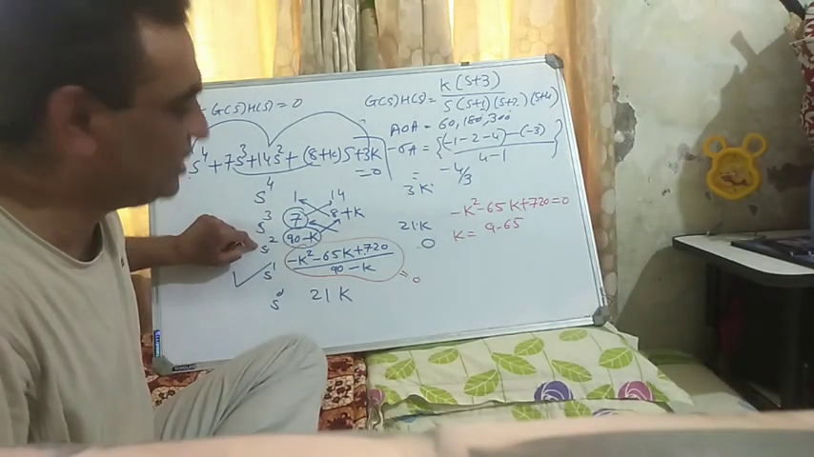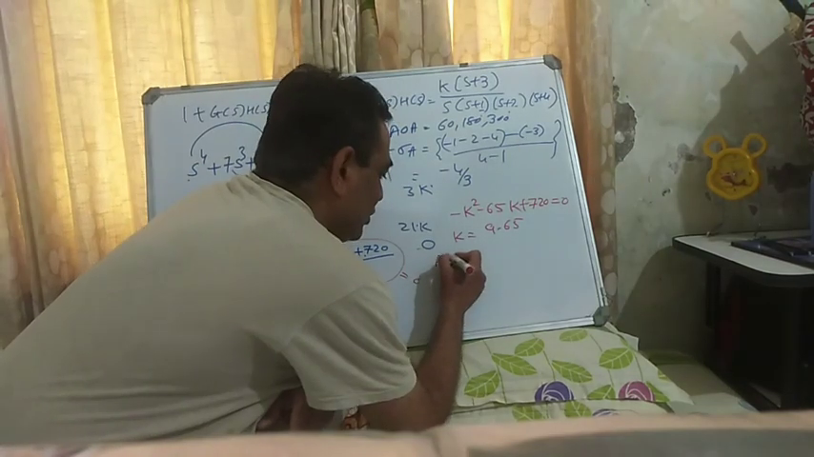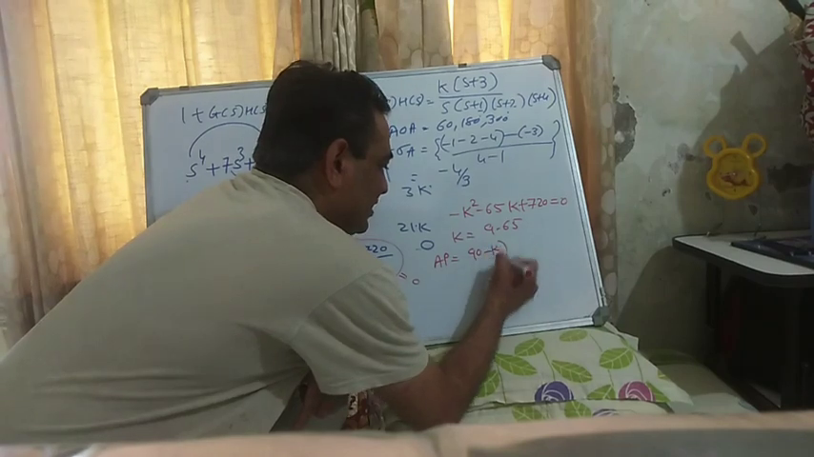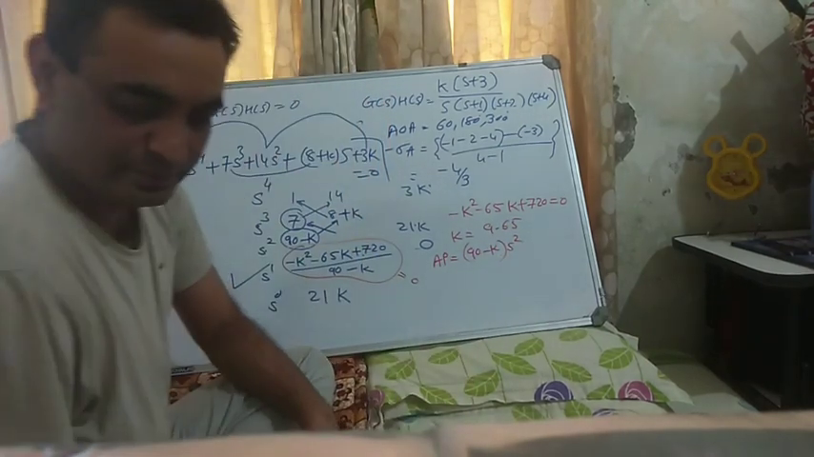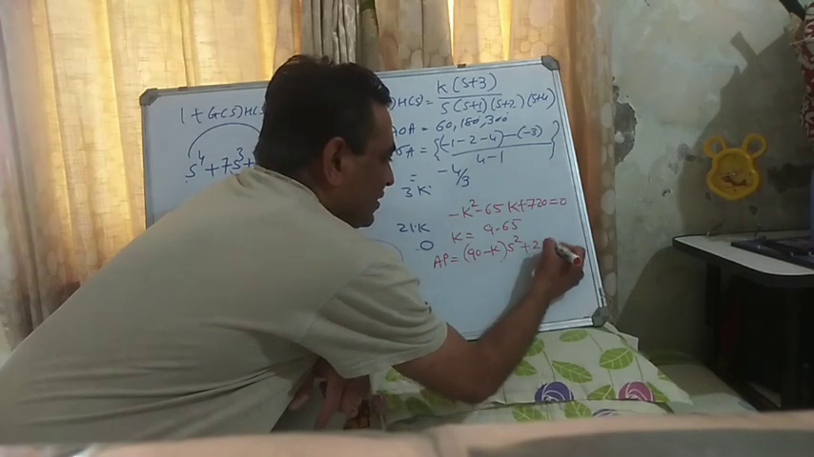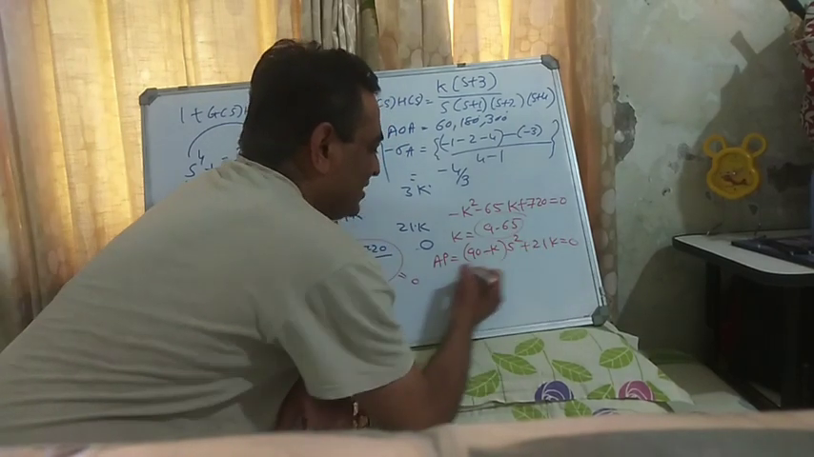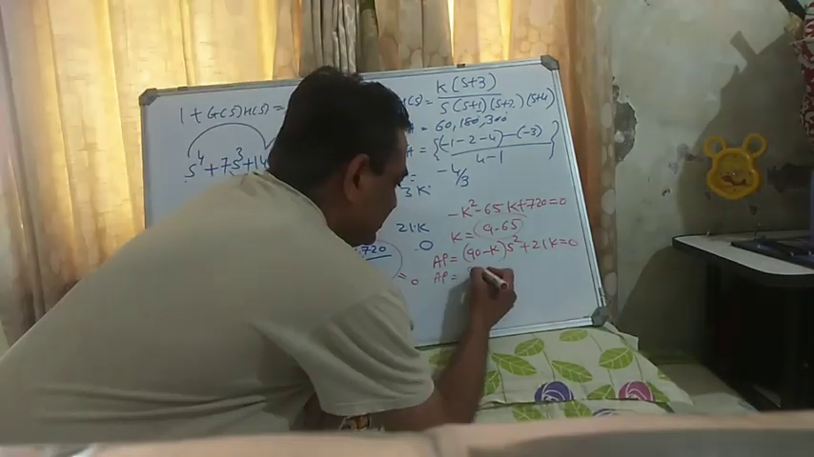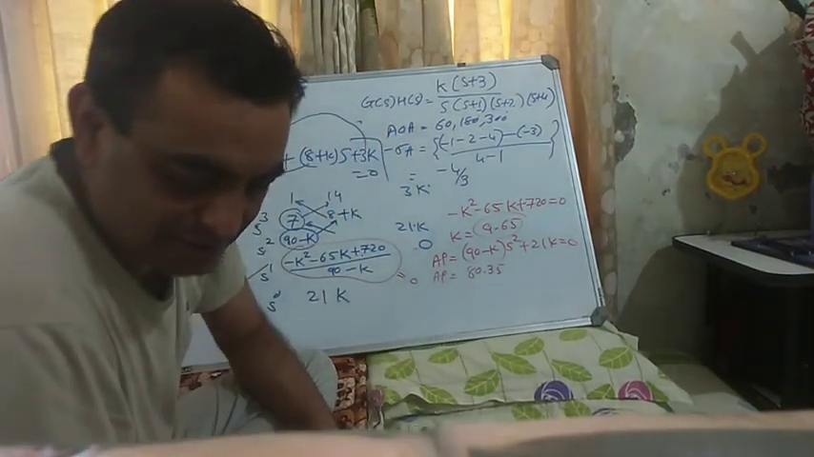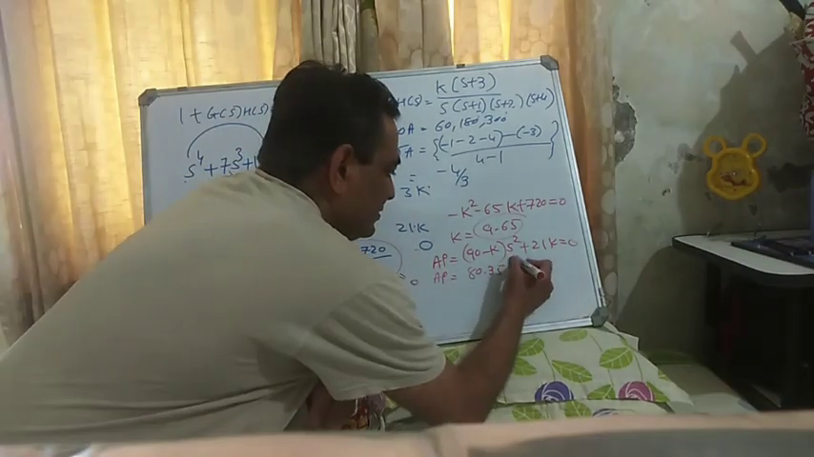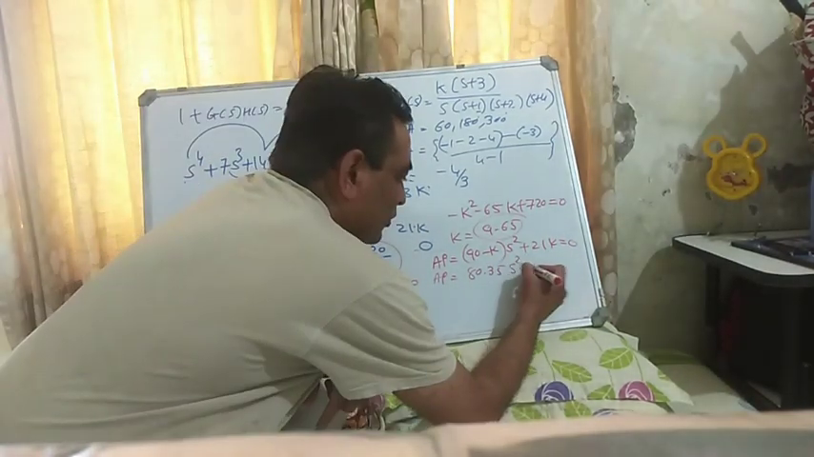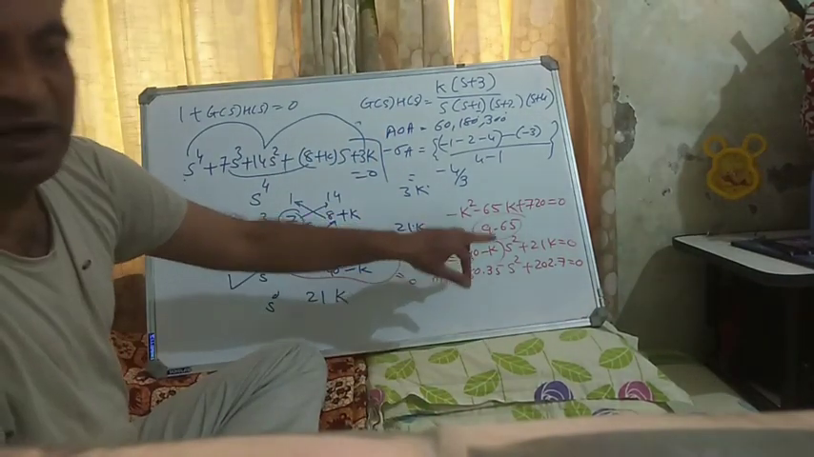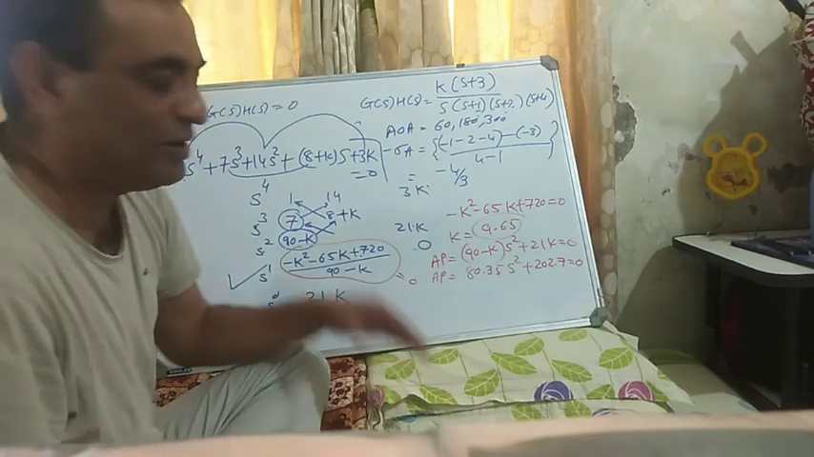So I will find the auxiliary polynomial, that is (90 minus k) into s square plus 21k is equal to 0. You get the value of k, replace this. So the auxiliary polynomial becomes 80.35 s square plus 202.7 is equal to 0. If the auxiliary polynomial equals 0, you solve for it, you will get the roots.